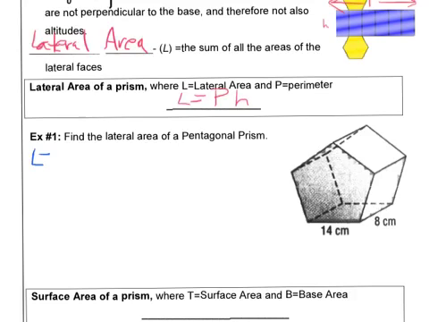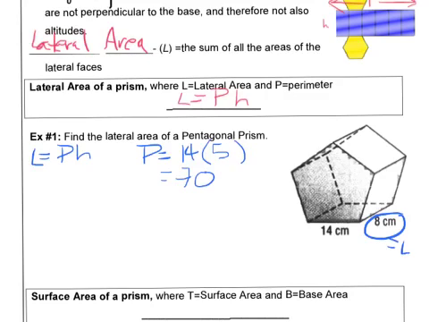Remember that the lateral area equals the perimeter times height. Well, the perimeter is going to equal the side, 14, times the number of sides, which in this case is 5. So 14 times 5 is 70. And our height is this guy. That's our height. It's 8. Because if we were to turn this thing on its side, with the base on the bottom, it would have a height of 8. It would be going up and down 8.